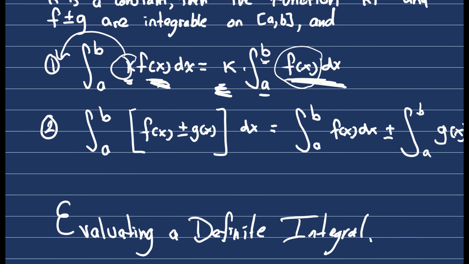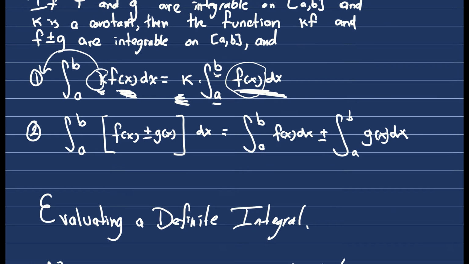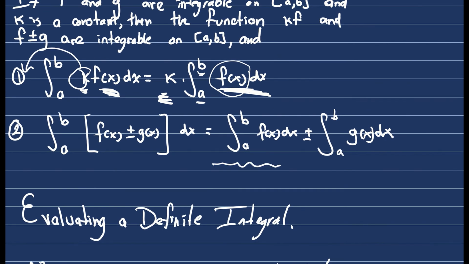What is the other property? It's saying that the area under the sum or the difference of two functions is actually equal to the integral of the first plus or minus the integral of the second. This applies mostly when we have a polynomial. We're going to be able to break those polynomials out into smaller integrable parts rather than the whole polynomial itself, which is really nice.